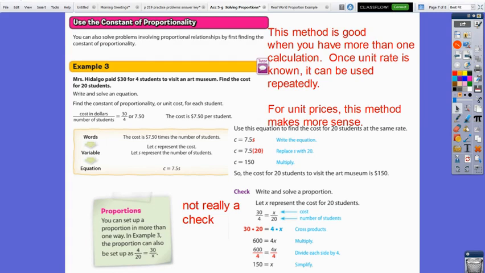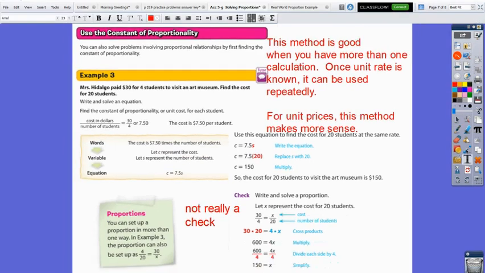Go to the next page here. You could use the constant of proportionality. This is page 220. The constant of proportionality, or the unit rate, works just as easily. And really, this method for unit prices is more convenient if you're going to have to calculate something more than once, like they give you the ratio for one thing, and then they say, well, what is it for this and this and this, and you have to use it multiple times. Then this method is better.